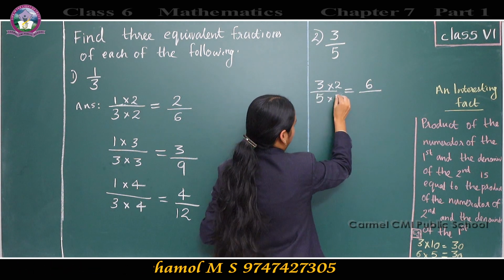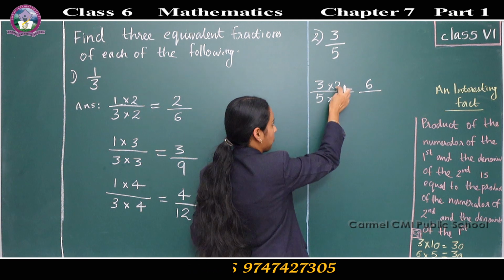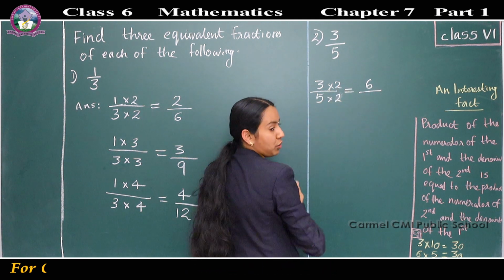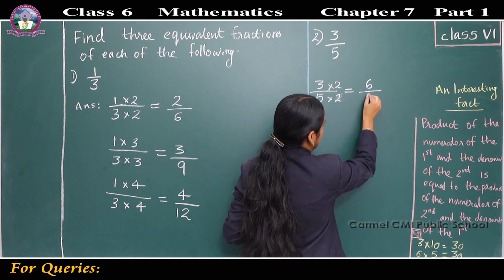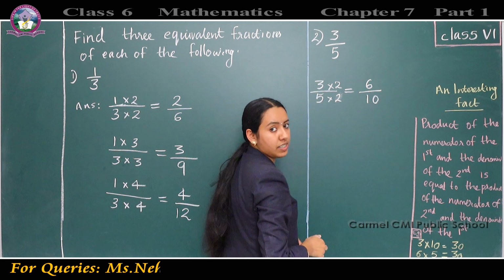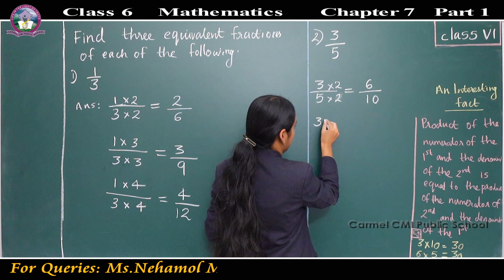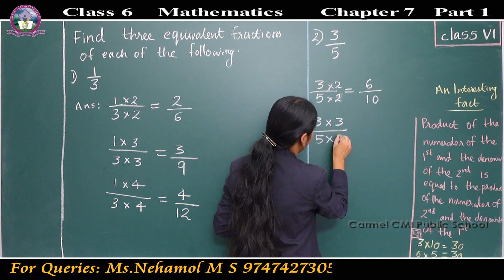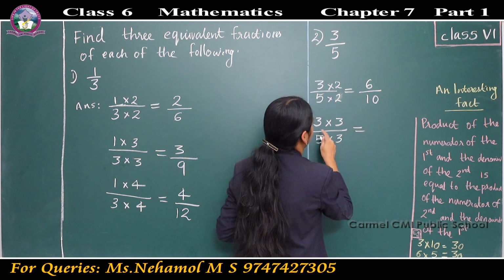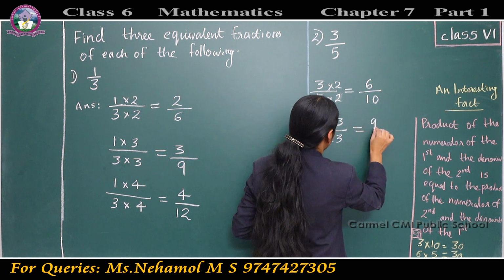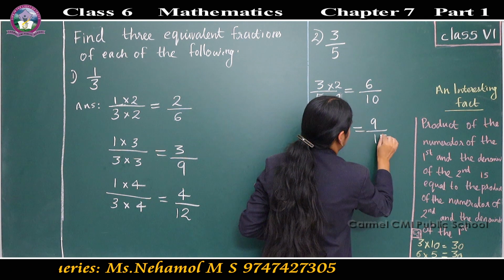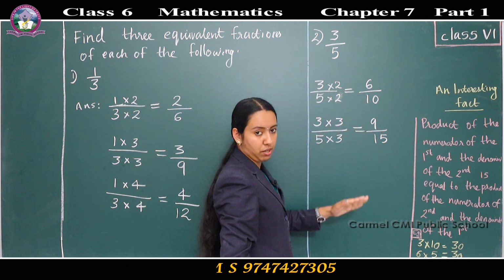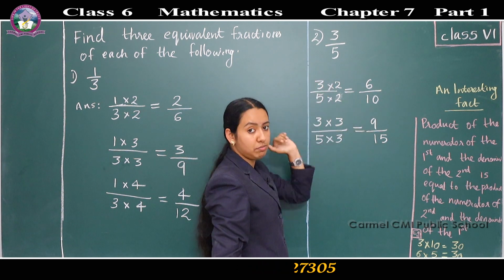5 into 2. We have to multiply both numerator and denominator by the same number. 3 into 2 by 5 into 2. 5 2s are 10. So 6 by 10. Then next number 3. 3 into 3 by 5 into 3. 3 3s are 9. 5 3s are 15. 9 by 15. 6 by 10, 9 by 15. Both are equivalent fractions.